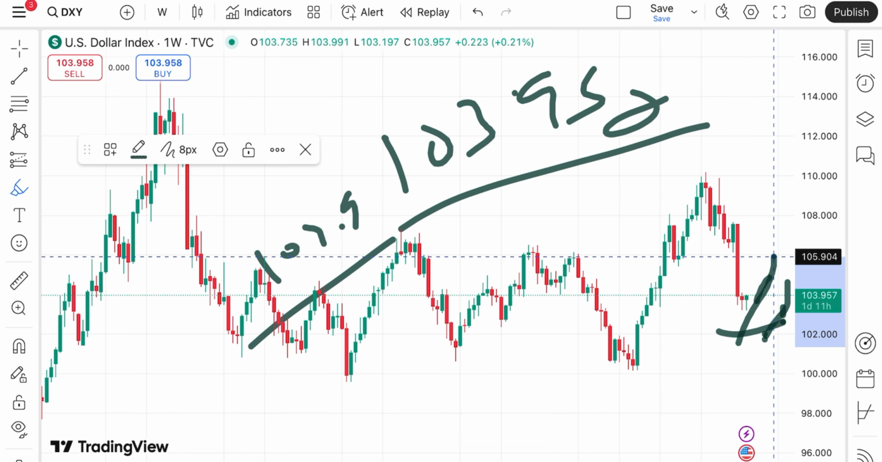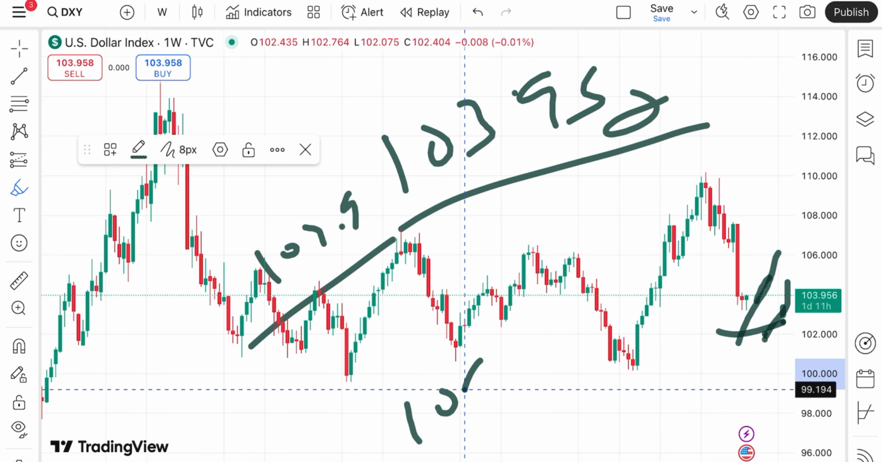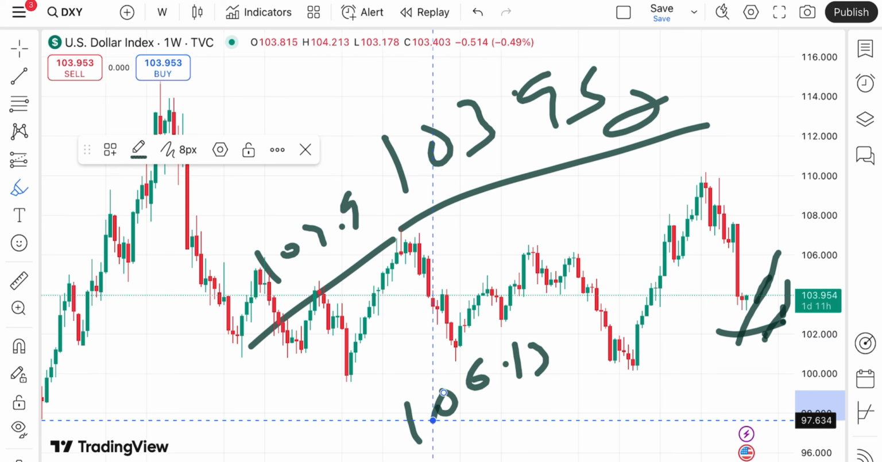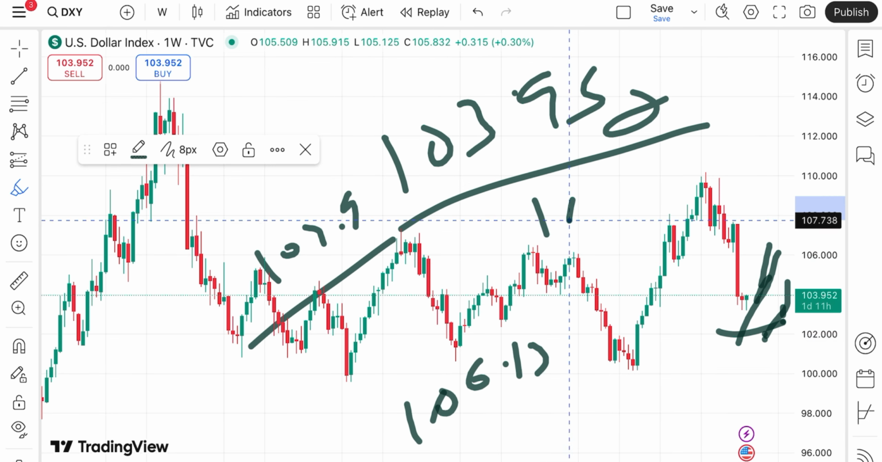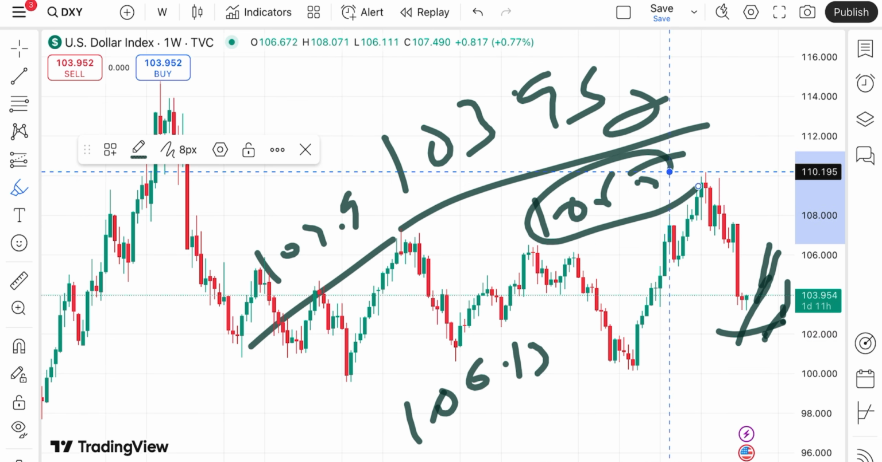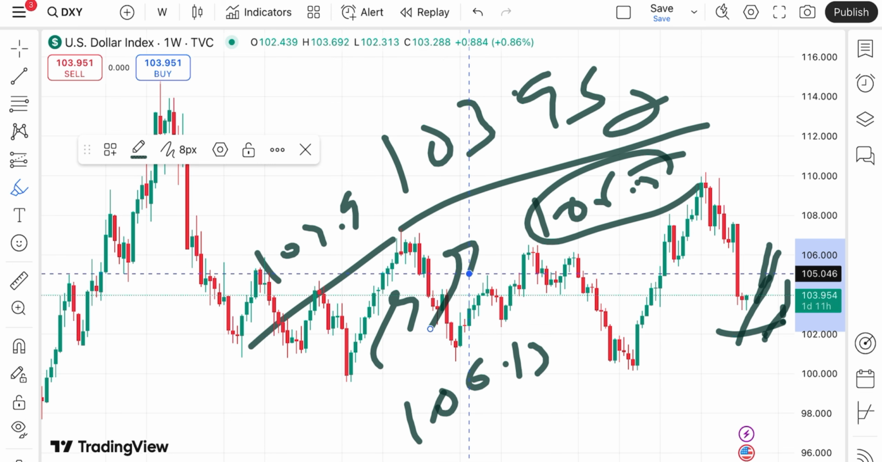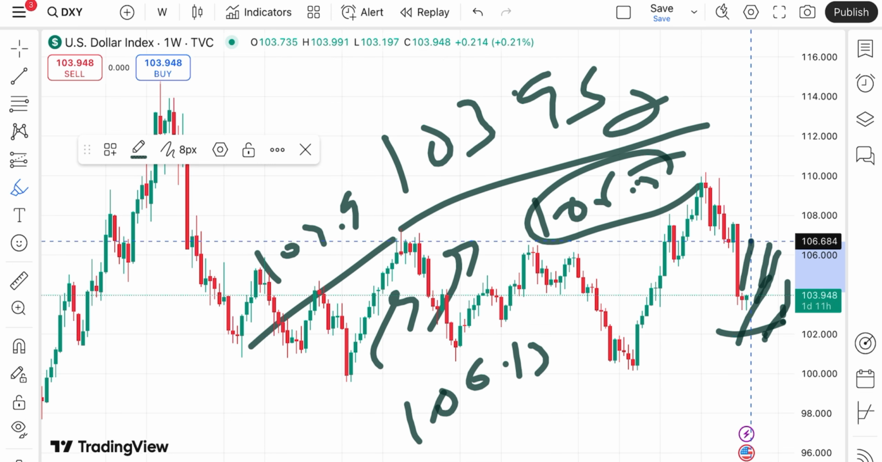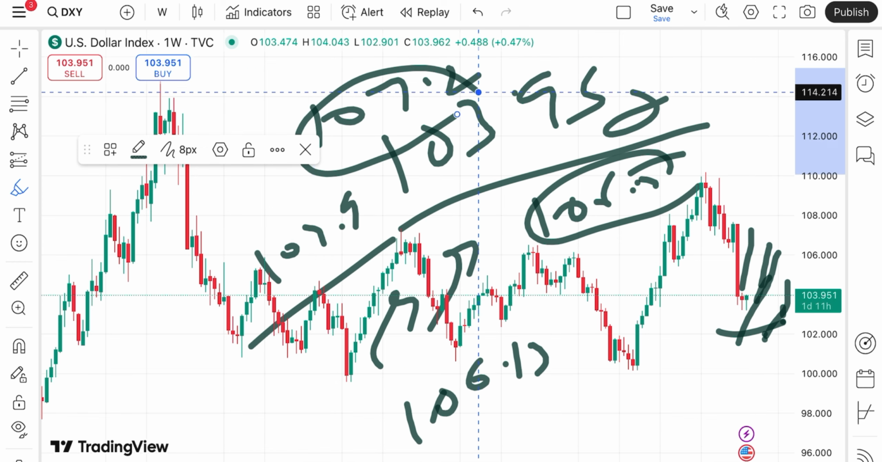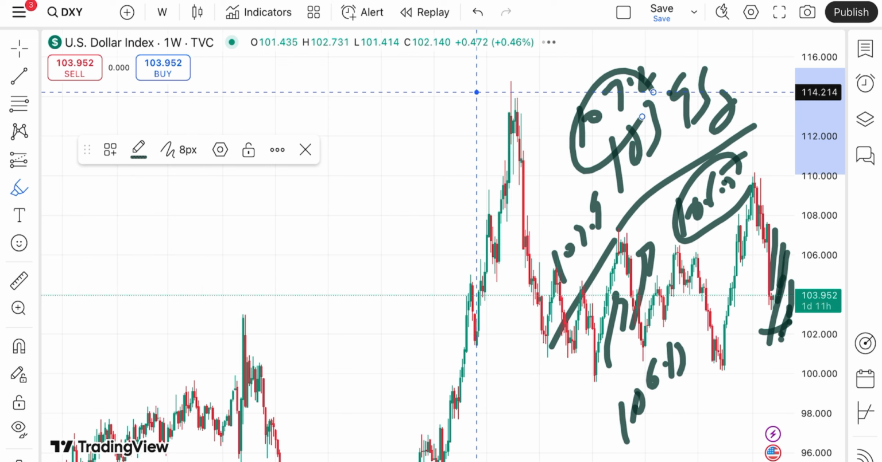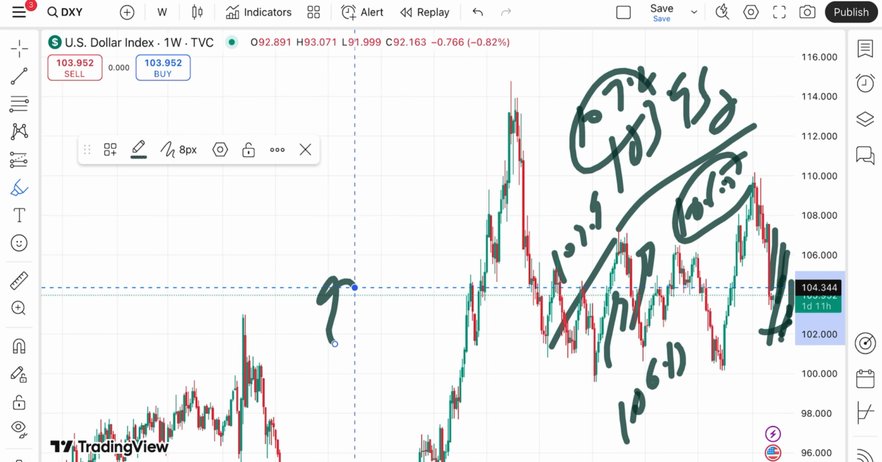And once it starts going above this level, a probability of going towards 106.138 will be there, and once it starts going above this level, it will go above a level of 106.5, and then we can see a further upside movement. Once it starts going above 106.5, a probability of going towards 107.2 we can see. Now if the price starts moving above this level, we can see a further upside movement.